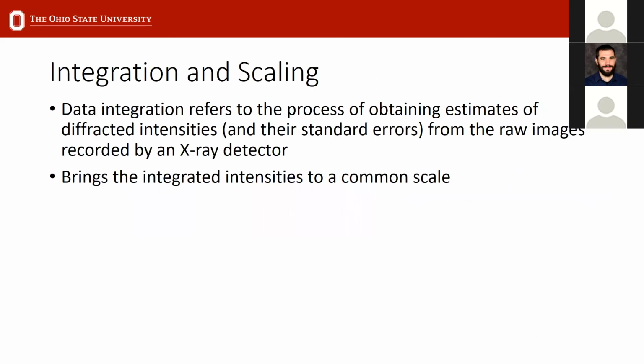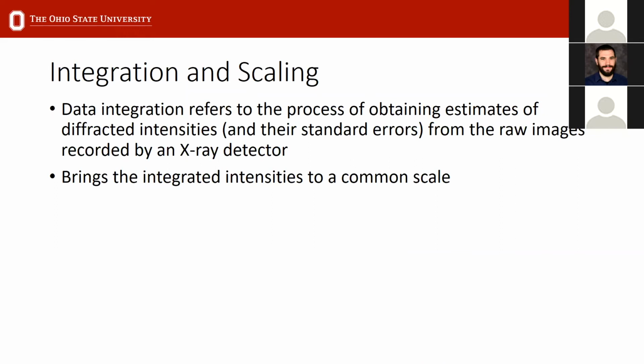But we're going to assume our indexing was successful, and we're ready now for the integration and scaling. So data integration really just means the process of estimating or measuring the diffracted intensities. And once we have the intensities, we essentially now have a list of h, k, and l values with a standard error and an intensity.